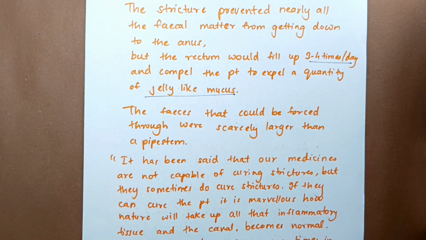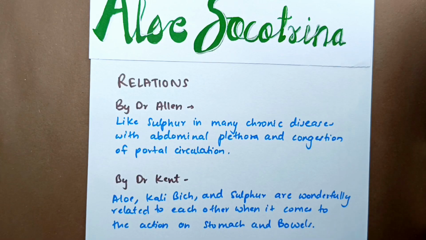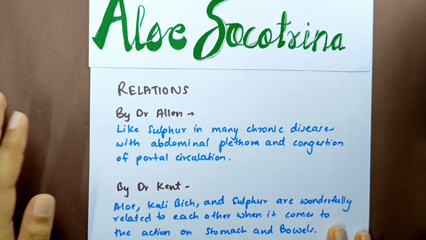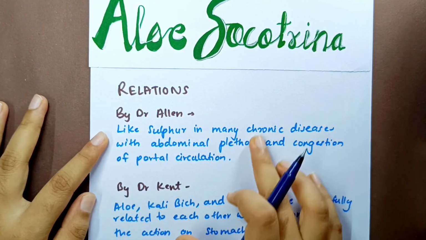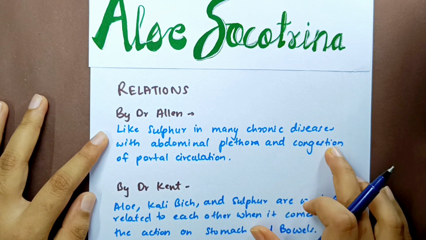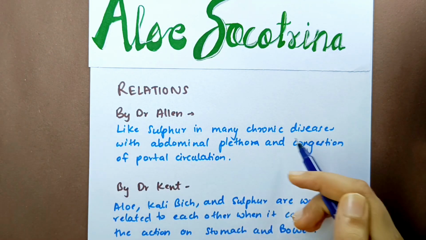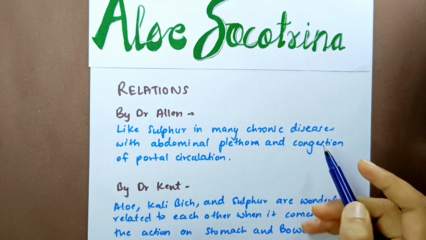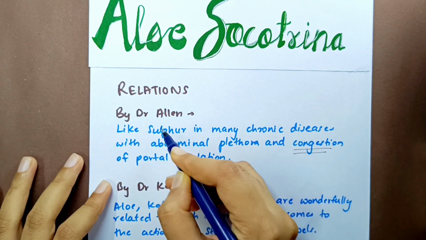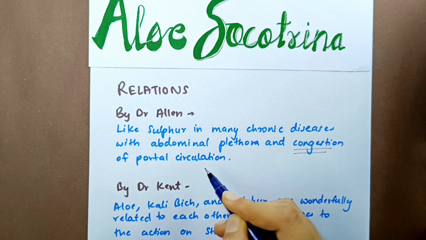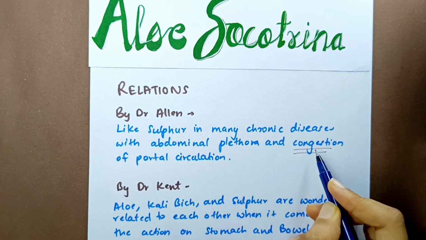Next, we talk about the last point. Here we discuss the relations that Dr. Allen and Dr. Kent mentioned. Dr. Allen says that this remedy is like sulfur in many chronic diseases, with abdominal plethora and congestion of the portal circulation. We have talked about sulfur. Sulfur also has congestion in the circulation, especially portal circulation, and we just talked about Aloe, which also has congestion.